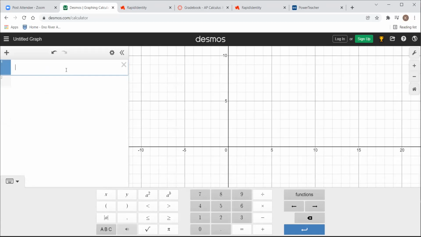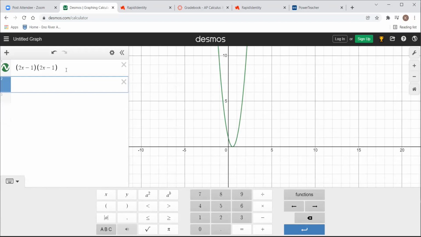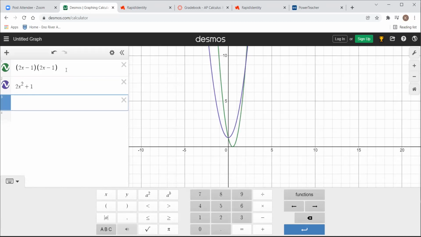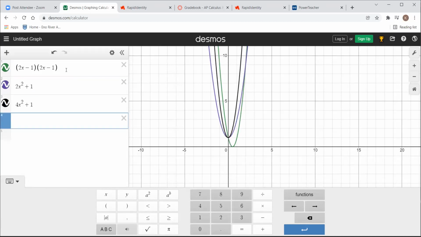So I've got 2x minus 1 times 2x minus 1. And then I'll check that as 2x squared plus 1. That's not it. 4x squared plus 1. That's not it. 4x squared plus 4x plus 1.